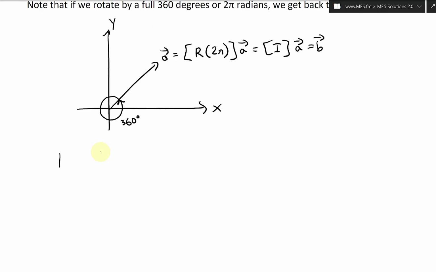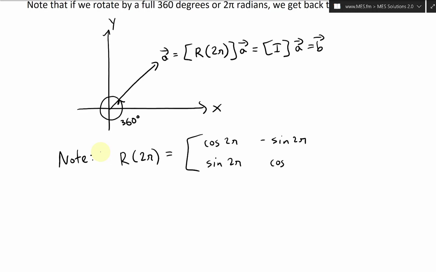So note that r of 2 pi is equal to, well, put in our rotation matrix: cosine 2 pi, negative sine 2 pi, and then sine 2 pi, then cosine 2 pi. Let's put it over here.